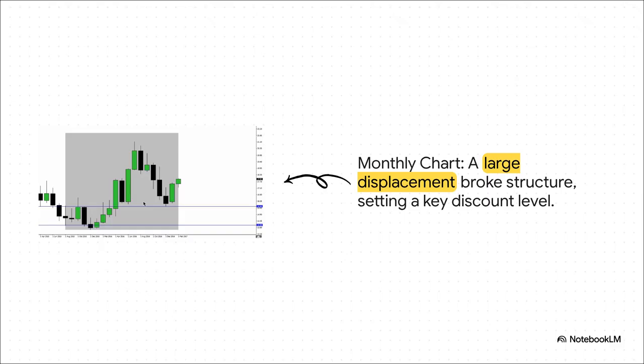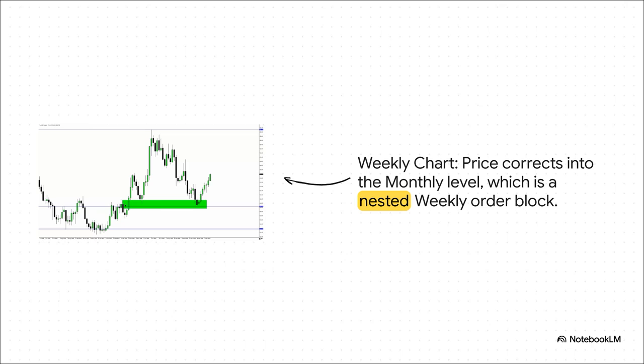And from that huge move, we can pinpoint a key monthly discount level, this last down candle before the explosion, right around $15.60. That level becomes our anchor point. Okay, now let's drop down to the weekly. See what happens next. After that monster move on the monthly, price starts to correct, bleeding lower for months. But where does it finally stop? It comes right down into that monthly level we identified, that 15.60 area.